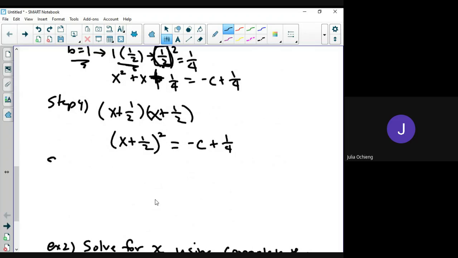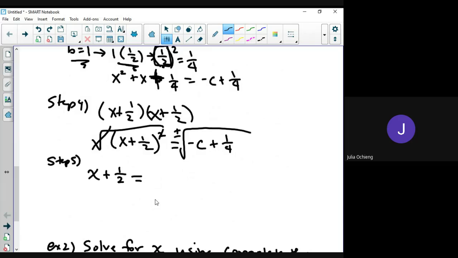Step 5 is to square root both sides. And remember that there's always a positive and a negative square root to every number, except 0. So x plus 1/2, the square root and the square cancel each other out, and that's going to equal plus or minus the square root of negative c plus 1/4.